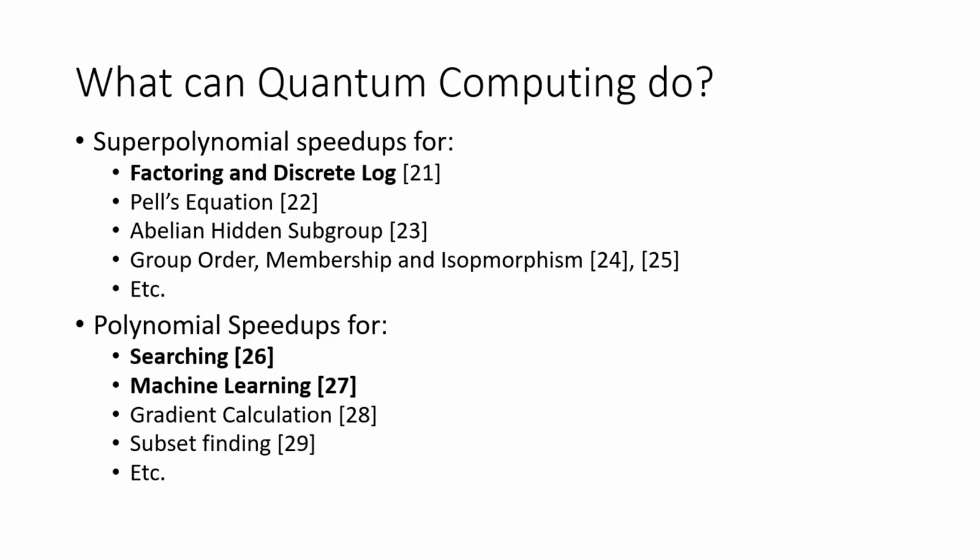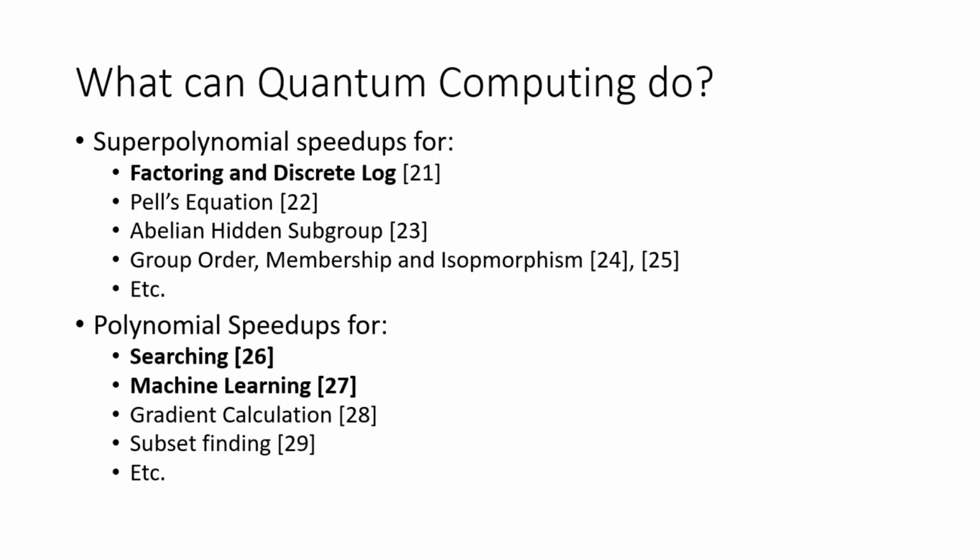And so what can we do with all of these fancy techniques? Well, we can get a lot of improvements. We can get super polynomial or very, very big speedups for a number of problems. I've bolded a couple. Importantly, factoring and discrete log, and we can get polynomial speedups for searching and machine learning. There are other ones you can see up there, but I've bolded the important ones.